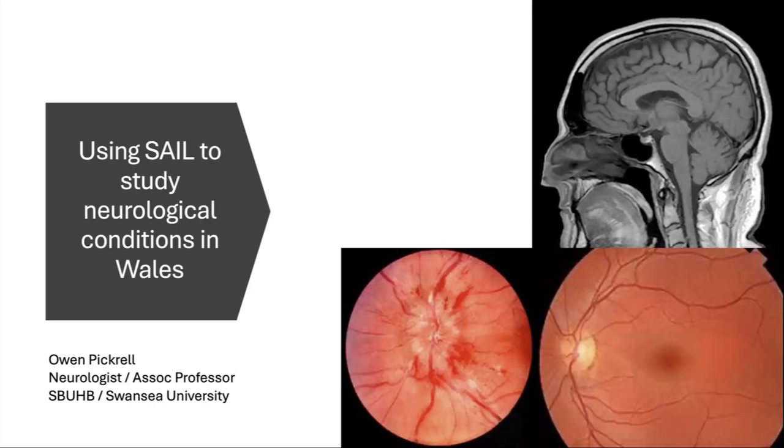I'm a neurologist here in Swansea, and I've been working with SAIL data for a few years now, mainly to try and answer some clinical questions. So in this talk, we'll talk about three different neurological conditions and try to illustrate some of the points that are important to consider when you're using data within SAIL.